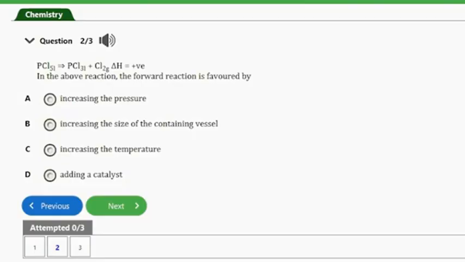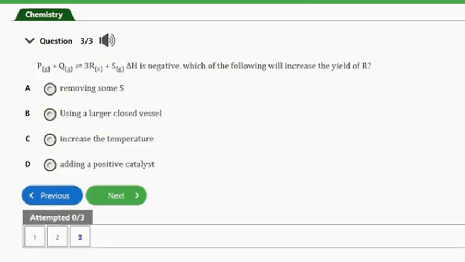Here we can see this expression and we see that delta H is positive. When delta H is positive, it means that this reaction is endothermic. So if it's endothermic, increasing the temperature will actually favor the forward reaction, and that's the answer to this question. So let's quickly check out the next and the last question, and that's question number 3.